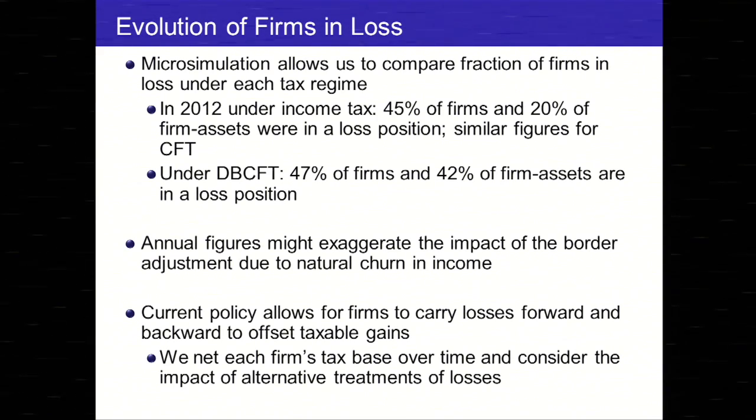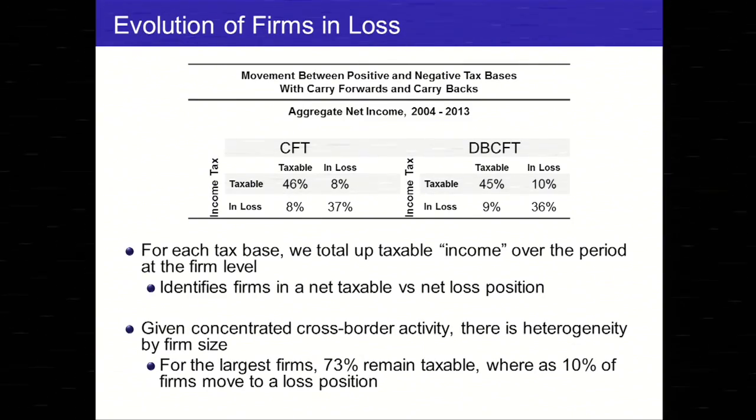What we're going to do is net each firm's tax base over time. So we're going to sum up their taxable income every period. And that way we're mimicking this. We're letting them use losses in previous periods to offset gains in future periods. And then we're going to think about the impact of an alternative treatment of loss. Again, economists would tell you that you should fully refund this to get the right incentives in the system. And so we need to think about what the difference is.